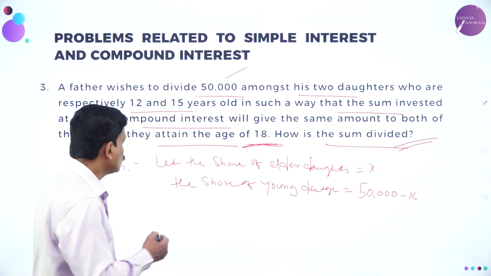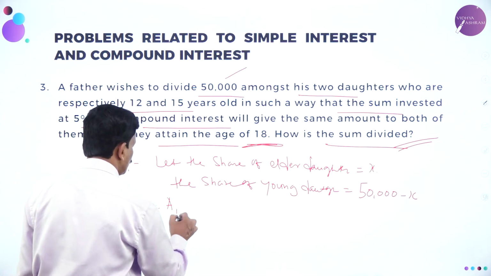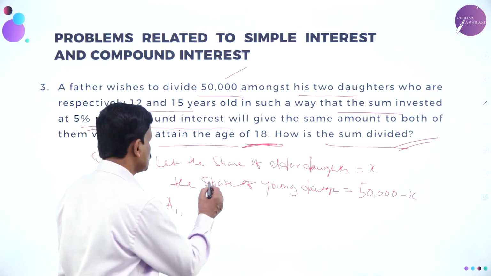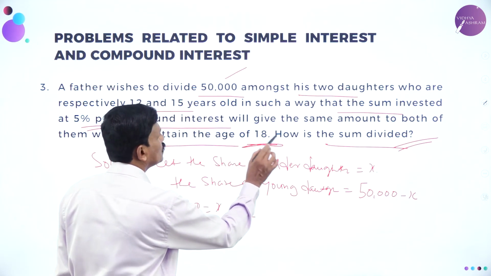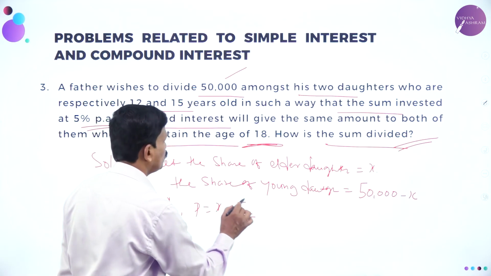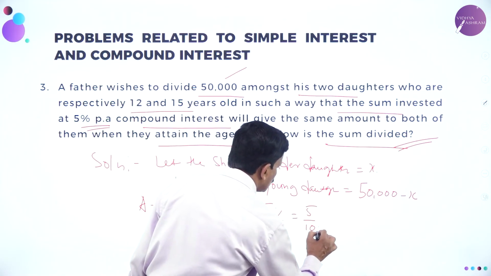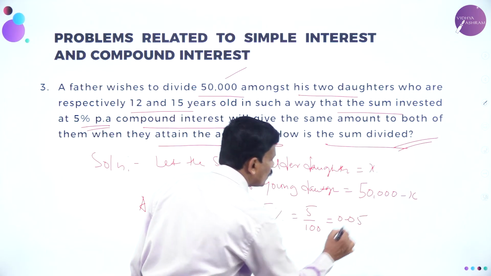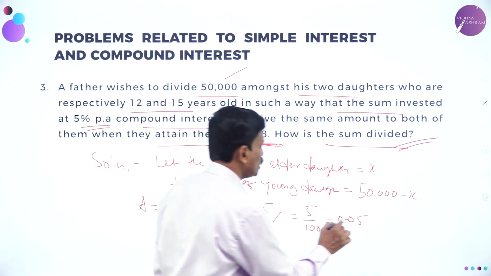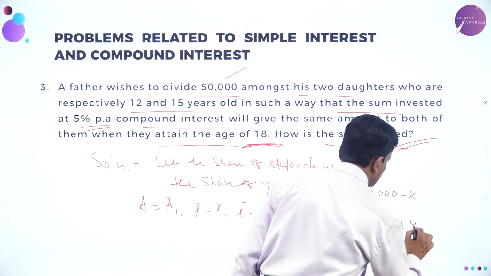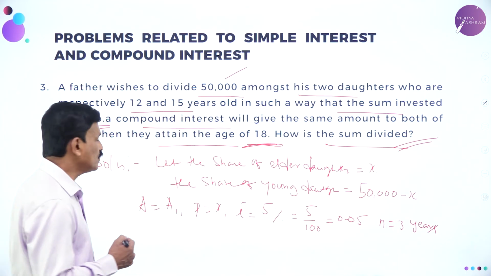Now for the first one, the elder daughter, A is equal to A1. The principal is x. The rate of interest is 5%, that is 5 divided by 100, which is 0.05, right? And the time period, the difference will be 3 years. N is equal to 3 years. Now first find out A1 for the elder daughter.